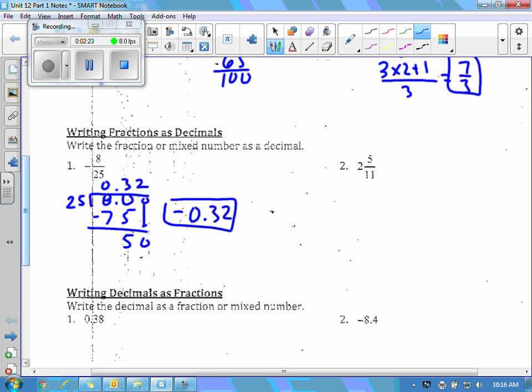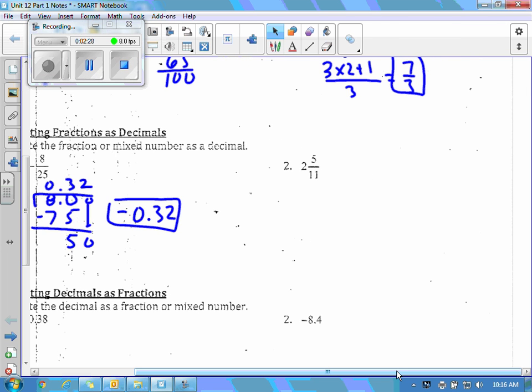If you notice, I have a negative up front, so it means negative 0.32. Next up I have 2 and 5/11ths. I know that 2 is going to be my whole number for my decimal, so I just need to worry about 5 over 11. So 11 outside of the house, 5 on the inside. 11 cannot go into 5, so put a 0, decimal, 50. 11 goes into 50 4 times.